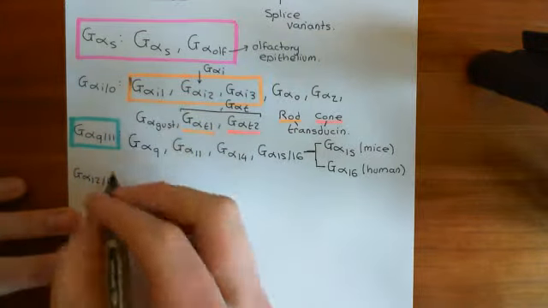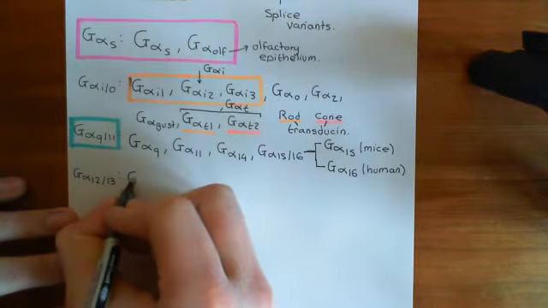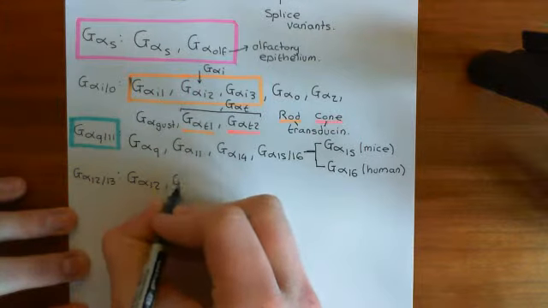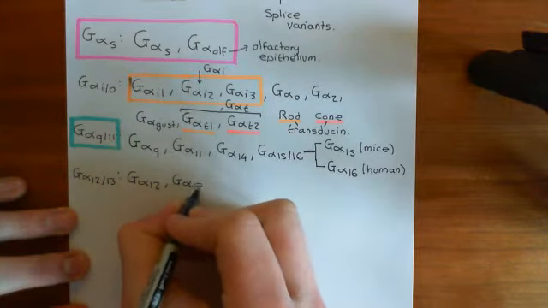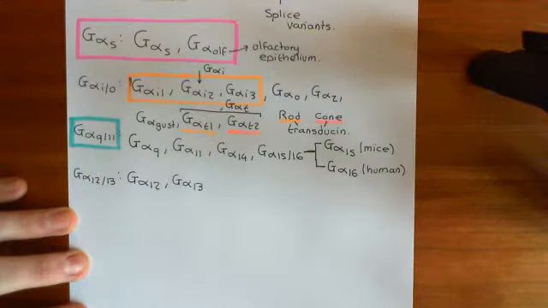Okay, now G-alpha 12/13 then is the family that no one has ever heard of. Okay, this contains 2 members, G-alpha 12 and G-alpha 13. Okay, and these 2 alpha subunits are involved in cytoskeletal remodeling. Okay, and that's all I'm going to say about those.